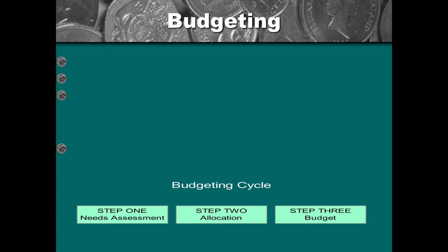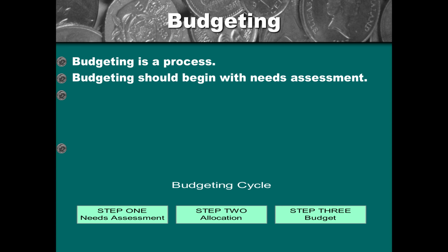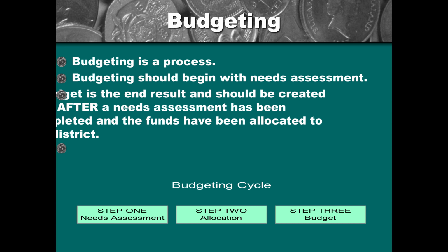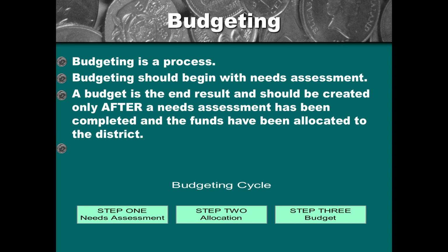So let's talk a little bit about budgeting and the budget cycle that you see in school districts. Step 1 is typically the needs assessment. Step 2 is typically giving allocations based on what the budget projections are and how those projections come down. And then step 3 is actually building the budget. It is a process that begins at the school level and at the district level, talking about what the needs of the budget are and what the needs of the district are. The budget is the end result, and it is not created until after a needs assessment has been completed and the funds have been allocated to the district.